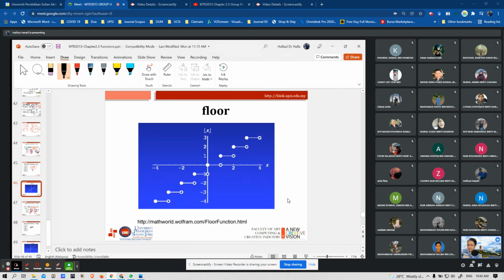This one is the graph for the floor. If you have, for the floor, negative 1.5 is equal to negative 2.